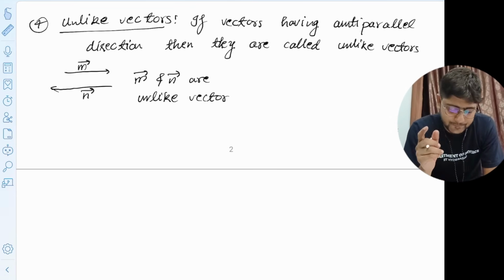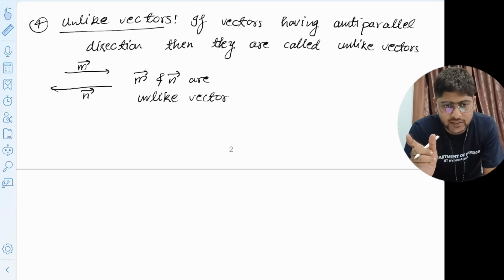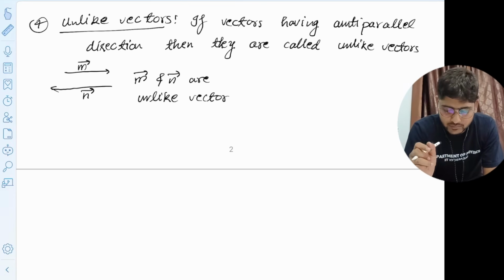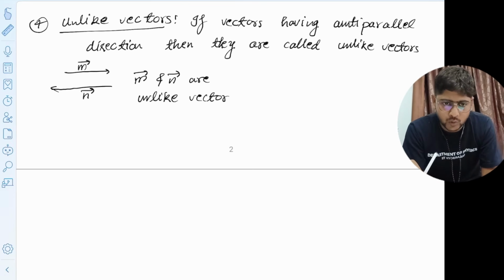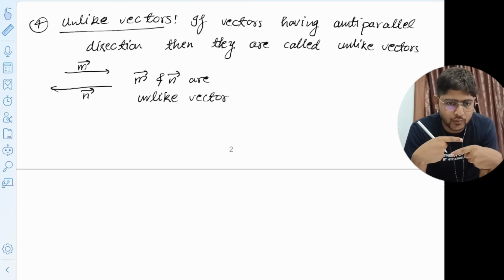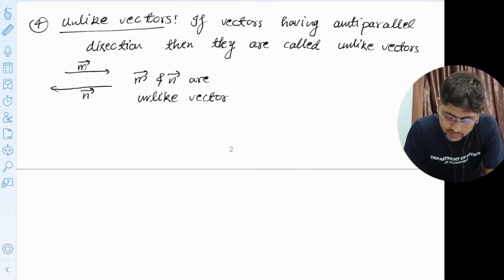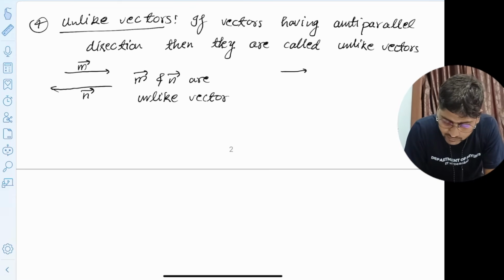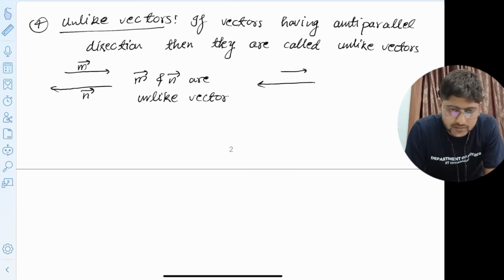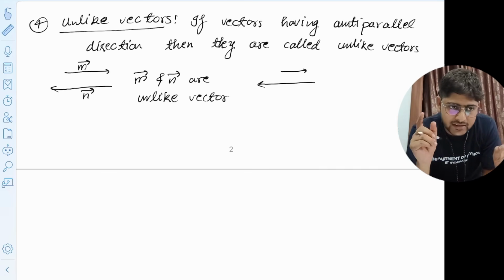The main thing here is they can have different magnitude. One vector can be big, one vector is small. They can be the same also, same magnitude. But one more vector comes, the negative vector. In the unlike vector, one can be smaller, one can be big, but their direction is anti-parallel. They are in opposite directions. So they are unlike vectors.